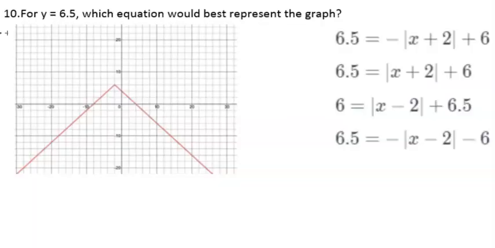Number 10. For y equals 6.5, which equation would best represent the graph? So we have 4 answer choices here. Before we look at the answer choices though, let's go ahead and make an equation from this absolute value function. The first thing we want to do is find the vertex. This vertex point is negative 2, 6. Because notice each square is going by 2's. Negative 2, negative 4, negative 6, negative 8, negative 10. Same thing with the y-axis.